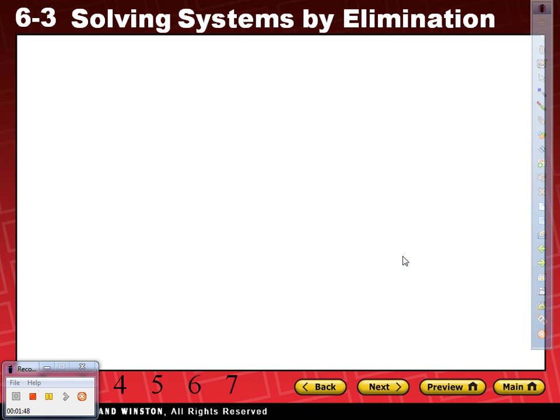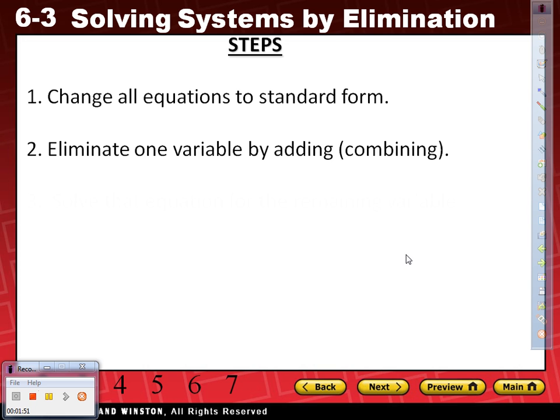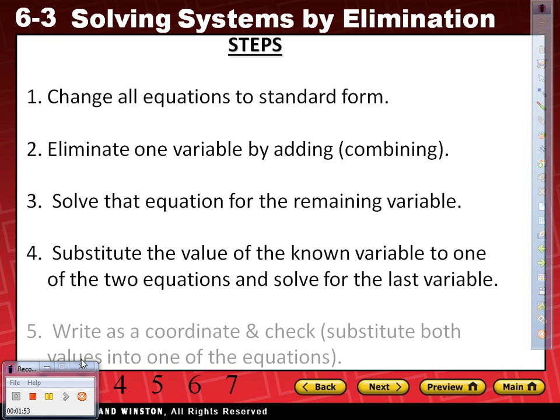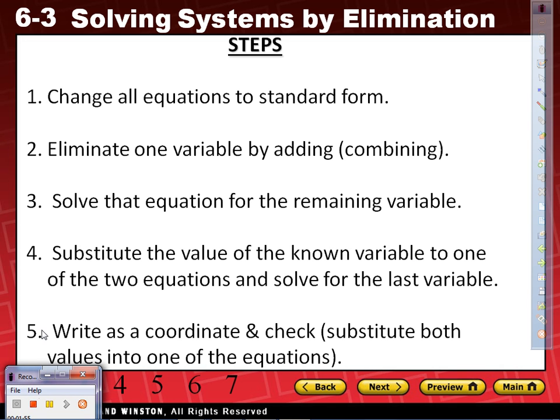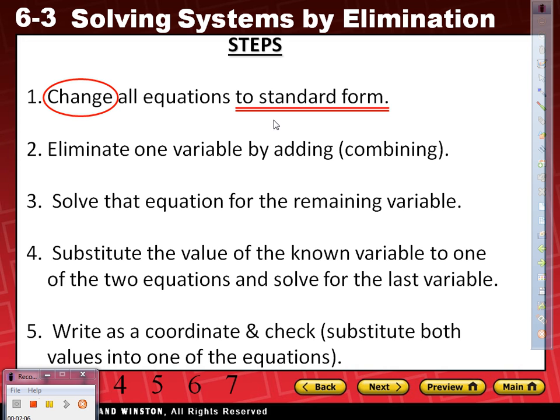Today, we have, again, multi-steps. Here it goes. We have 5 different steps. For those steps, I want you to circle and underline stuff that is going to help us memorize our steps. So step 1, I want you to circle the word change. Step 1 says, change all equations to standard form. An easy way to remember is change to standard form. Step 2, eliminate one of the variables by adding or combining.